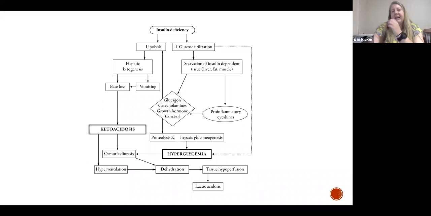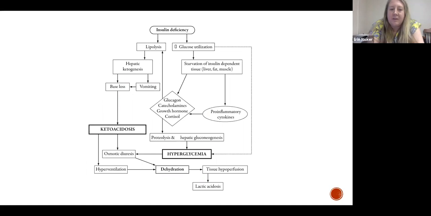So what happens in DKA? We have an insulin deficiency. So even despite having high glucose levels, we're still stimulating lipolysis. That leads to hepatic ketogenesis, where we're making ketones.